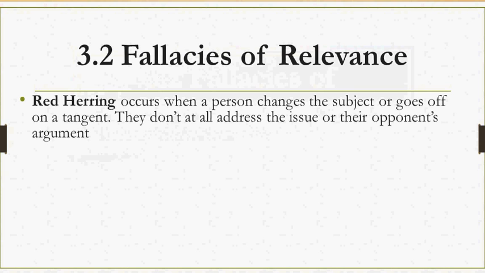Okay, the next one here is red herring, and this one occurs when a person changes the subject or goes off on a tangent. So they don't at all address the issue or the opponent's original argument. So like straw man and like ad hominem, red herring also involves another argument that had been given or maybe another issue that was raised. And so what happens here is that the person just completely changes the subject and starts talking about something else. And that's obviously a fallacy of relevance, because what they start to talk about is totally irrelevant to the conclusion that they want to draw.